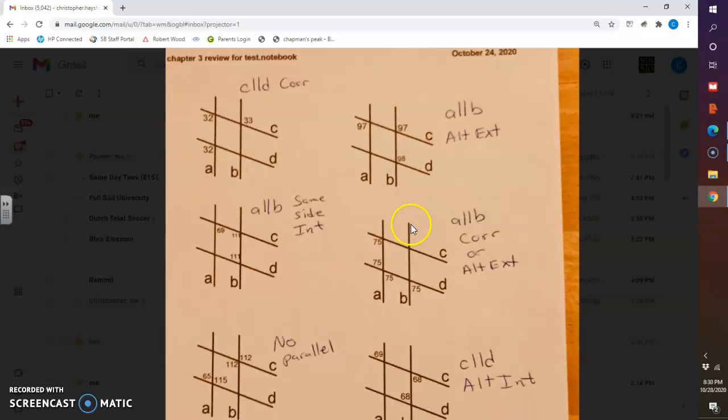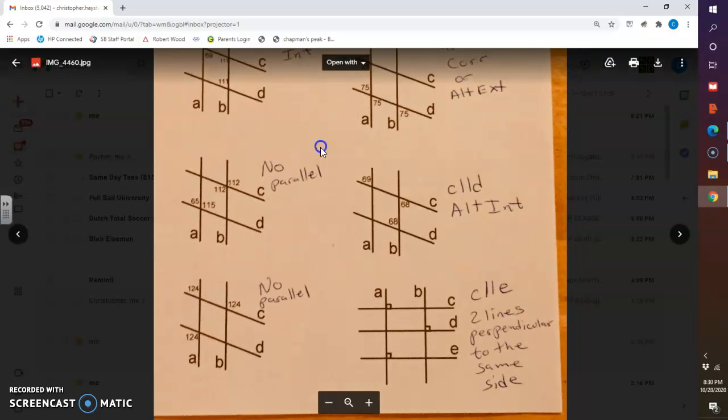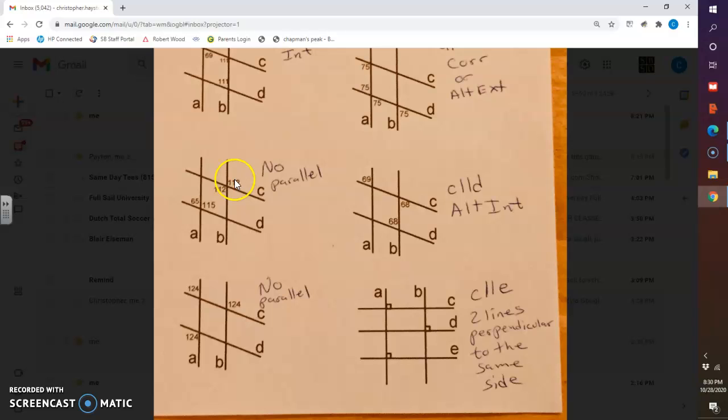Okay. The next one we could say corresponding or alternate exterior. These are corresponding angles. These are alternate exterior angles. So therefore, we're along transversal D. So therefore, A and B have to be parallel. Side C has nothing to do with those angles. As we move along, vertical angles are equal and linear pairs always add up to 180. That's true, but that has nothing to do with parallel lines. So nothing can be concluded as parallel here.